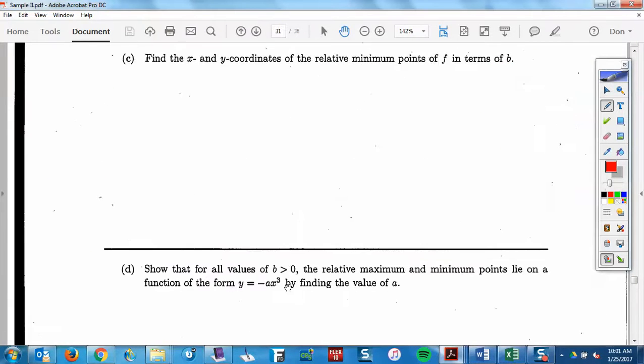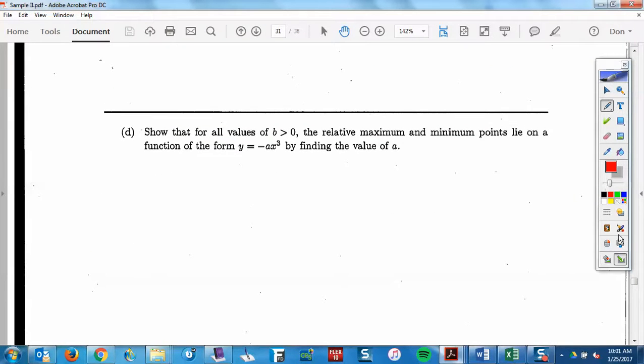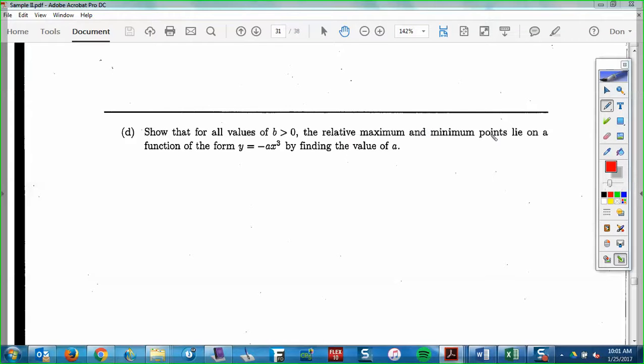And then on D, this part I think is kind of cool. It says those max and min points all lie on this right here. Well, here's our local max point: negative root b, 2b to the 3/2. So how can we show that those points are on this? Plug them in, the x and y. This is actually the easiest part. Now, if you didn't get B and C, obviously you don't have anything to plug in here, but that's where you can take wrong answers and still get some points.